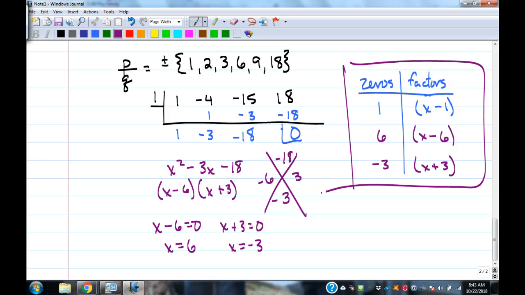We found the zeros. We found the factors. The factored form of that polynomial, if I ask you for that, because that's something we've talked about before, kind of trying to put it all together here. There's the factored form. Here are the zeros and the factors that go with them.